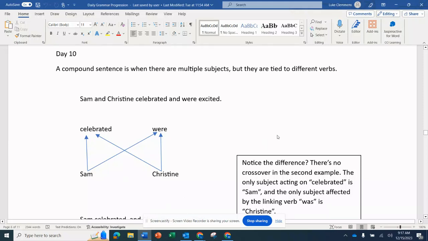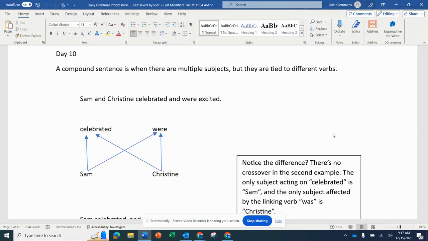Okay, it's day 10, and today we're going to talk about our next sentence type. So, we've been talking about simple sentences. Today, we're going to talk about compounds. So, a compound sentence is when there are multiple subjects, but they are tied to different verbs.